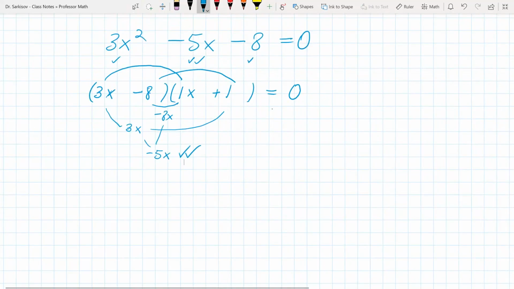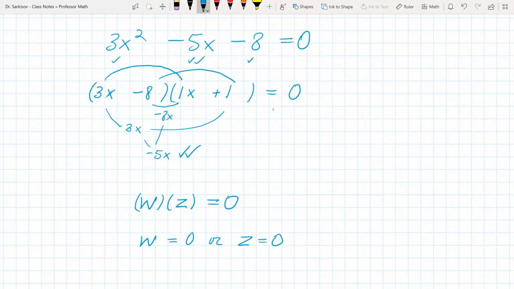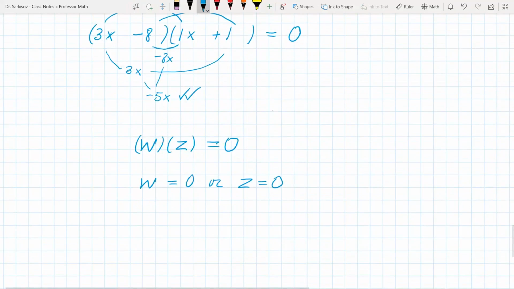And what happens? If we have two numbers, let's call them w times z, and their product is equal to 0, then one of them has to be 0. In other words, w equals 0 or z equals 0. So what do we do now? Our w is 3x minus 8, so 3x minus 8 is equal to 0. Now this is a linear equation. We've simplified this a lot, right? Nothing quadratic about this. Or we have that other factor z, which is x plus 1, equals 0, right?